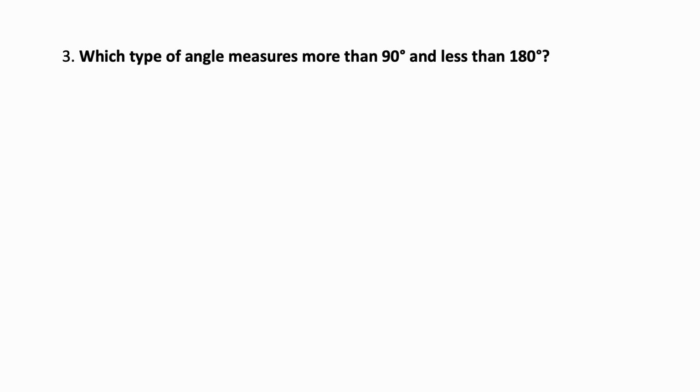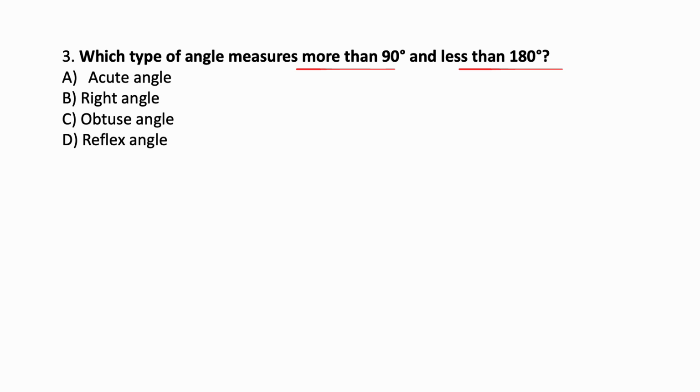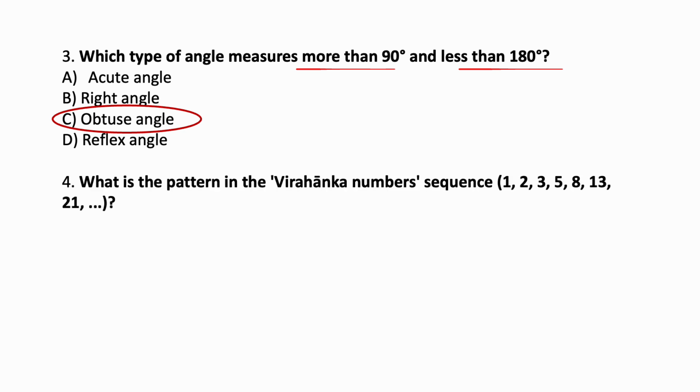Which type of angle measures more than 90 degree and less than 180 degree? Options are acute angle, right angle, obtuse angle, reflex angle. Which is the correct answer? Obtuse angle. Obtuse angle measures more than 90 degree but less than 180 degree.